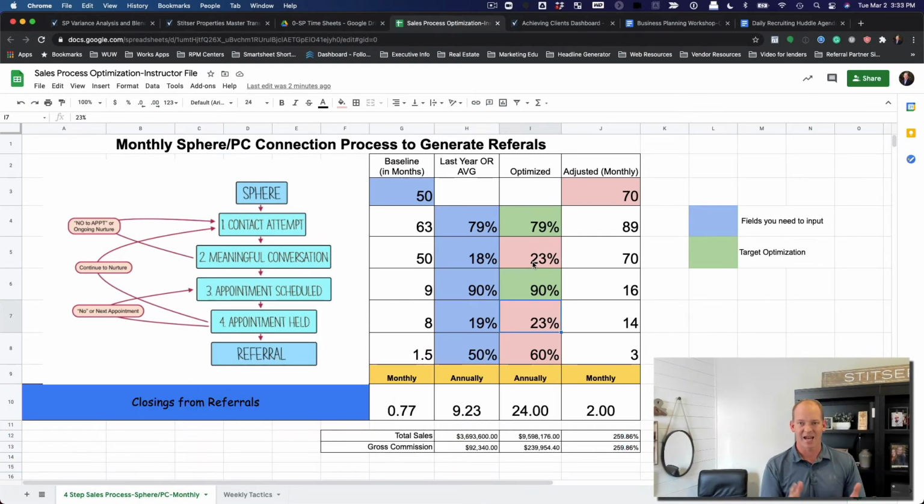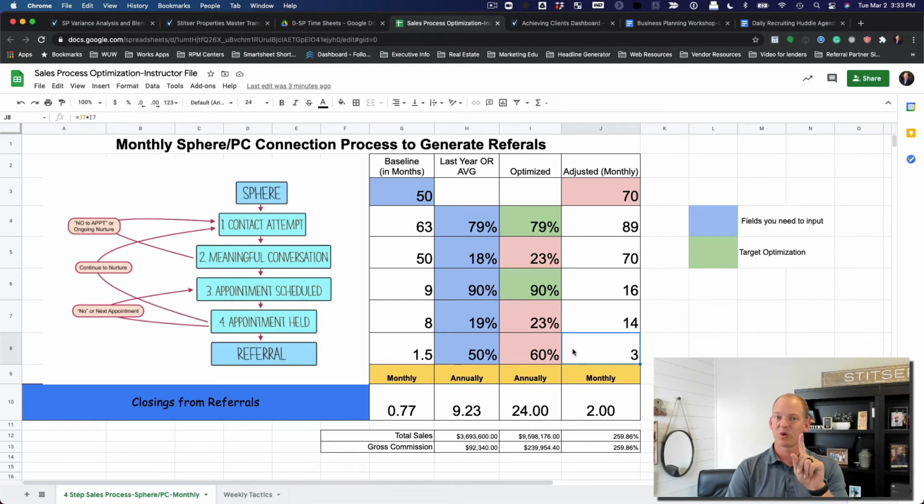There's a lot more depth into how to do this and the science and psychology behind it in our webinar, The 6 Drivers, which you're welcome to attend. But for now, I'm just teaching you the function of this geometric change. Okay, so we're going to increase by 4%. That's going to result in going from 1.5 referrals per month to 3 referrals per month.